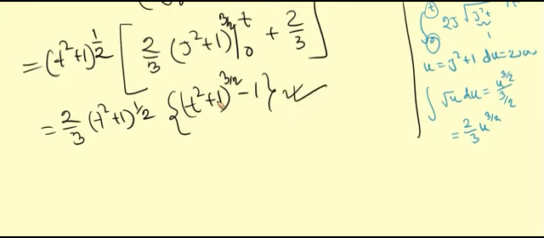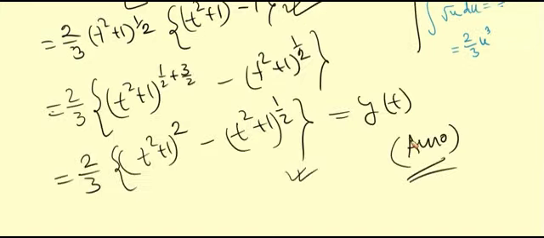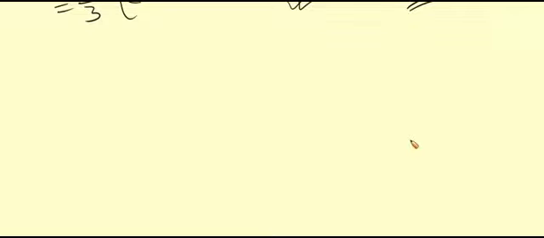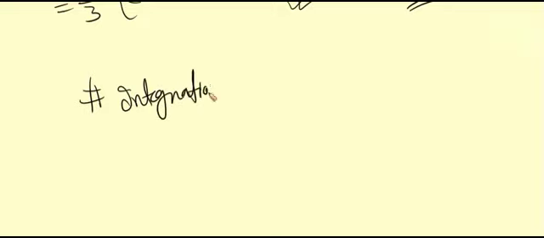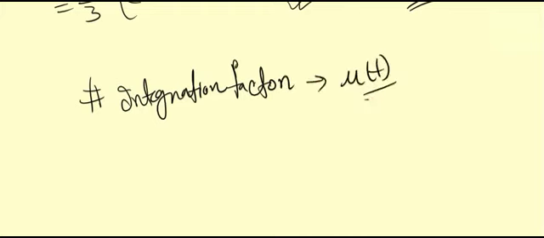Obviously you can simplify it further. That is, first you need to reduce it to the standard equation, then find the unknown function, and note that this unknown function is also called an integration factor. Different literature interprets mu of t in different ways, but this is a very common name, integration factor. So you should know that.